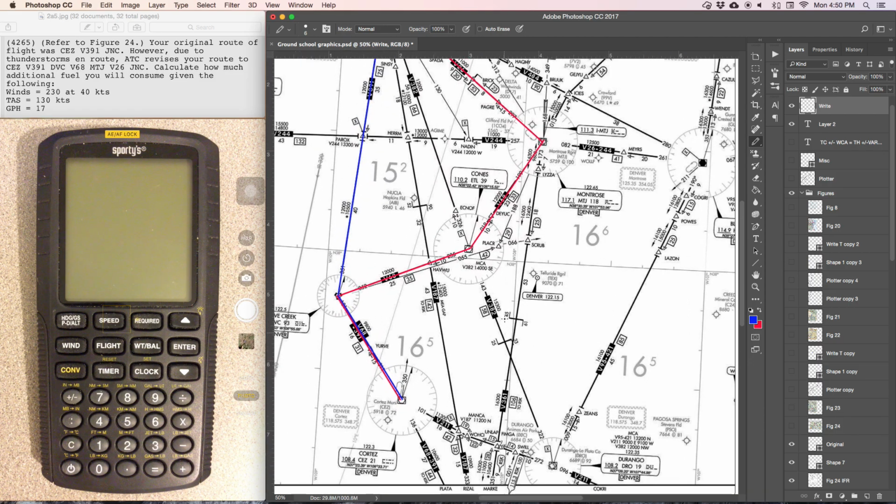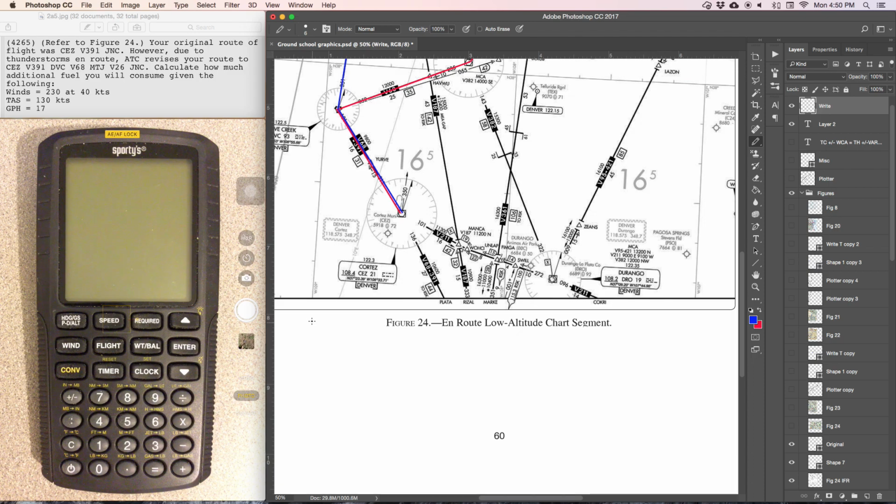So we're basically going to have two routes. We're going to have blue 1, because there's only one segment in the blue, and then we're going to have red leg 1, red leg 2, and then red leg 3. For each one of these, we're going to get heading information, distance, ground speed. That'll give us leg time, and then that'll get us fuel information.